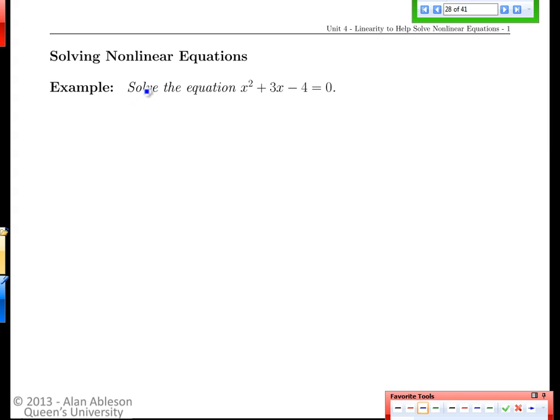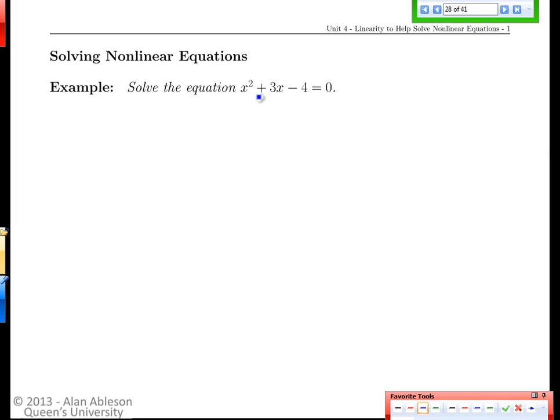Our next topic is the study of nonlinear equations and how to solve them. And we're going to find a surprising connection between solving nonlinear equations and using linear approximations to do so. Let's start off with things that we might already know how to solve, though.